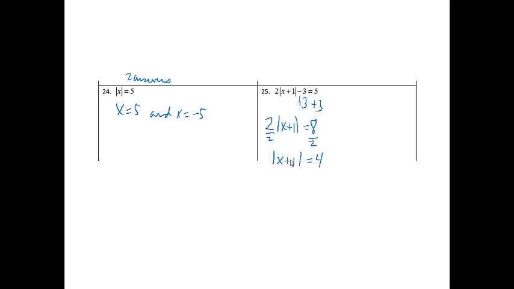And then from here, since I have the absolute value isolated, I can set up 2 equations. x plus 1 equals 4, or x plus 1 equals negative 4. And then from here, I just solve it. I'll subtract 1. I'll get x equals 3. I can subtract 1, and I'll get x equals negative 5. So once again, I have 2 answers.